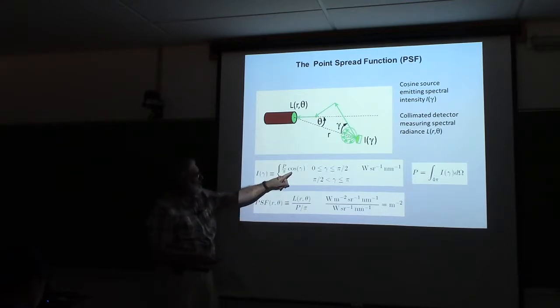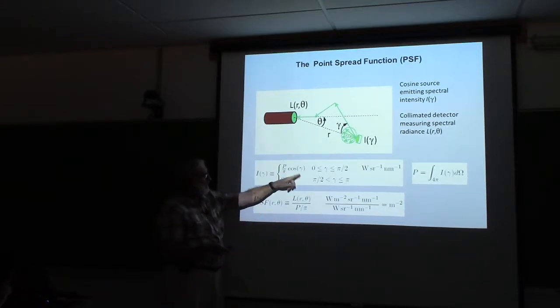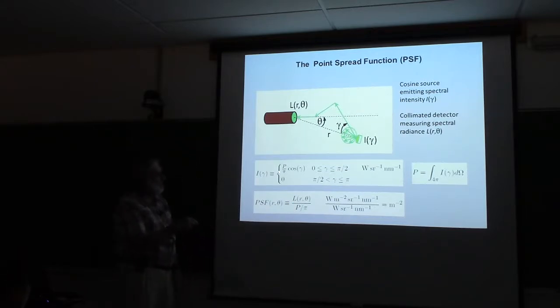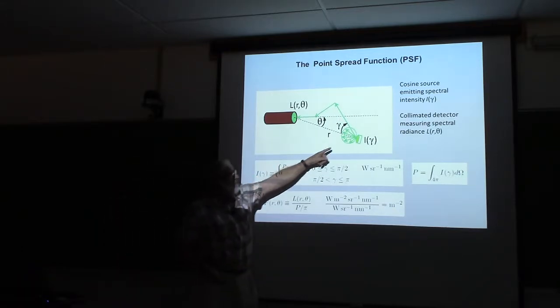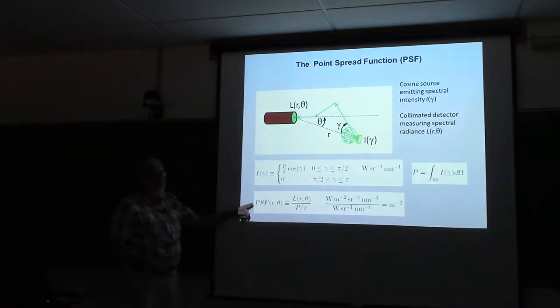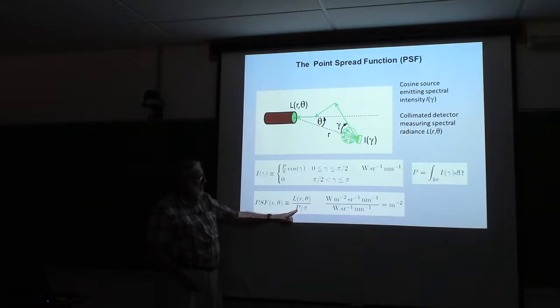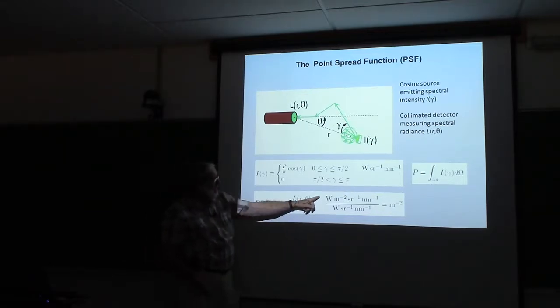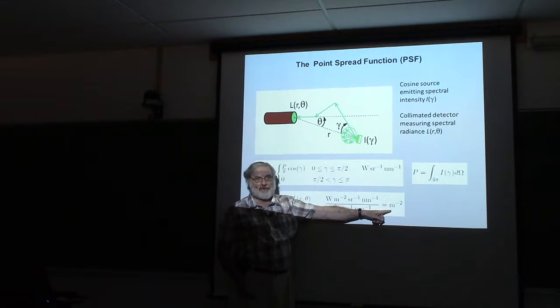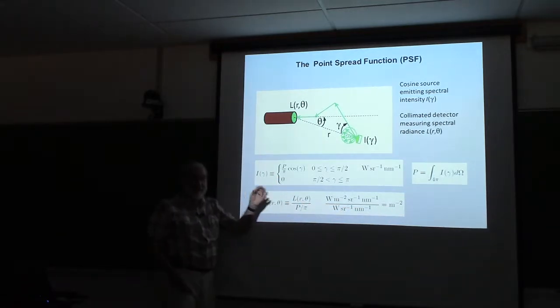So I'm going to emit light that goes like the cosine of the angle here between 0 and pi over 2, and then it's not emitting anything to the back. And if you integrate this function here, you just get the integral of that times solid angle. That just gives you back the power. So we're going to emit intensity with that pattern, and then we're going to measure the radiance, and the point spread function is then take the measured radiance, normalize it by the power over pi, check the units, and it comes out once again meters to the minus 2. So that's the point spread function.